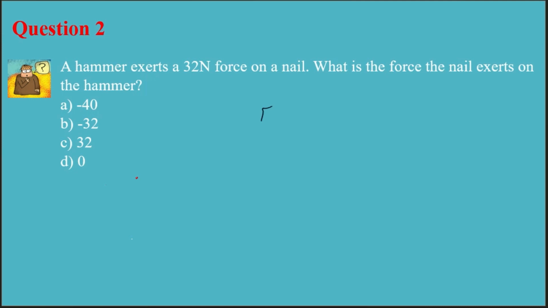Based on Newton's third law, F12 is equal to minus F21. So they have the same magnitude, but in the opposite direction. So if my F21 is equal to 32, then based on the third law, F12 must be minus 32. B is going to be correct. Now let's look at the third example.